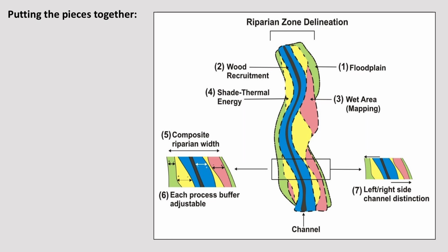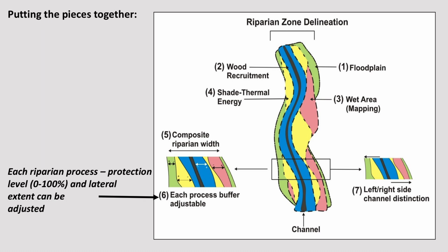The conceptual framework is pretty simple, right? We get the different maps for the floodplains, the wood recruitment, the wet areas, and the shade thermal energy. They vary, right? All these places vary from reach to reach, and you can now create these zones, and you can have a composite zone, actually that's what we're after, and you can have left-right distinction. Like we talked about, it depends on which side of the stream you are on how much thermal energy is coming in. So left-right channel distinction is important.